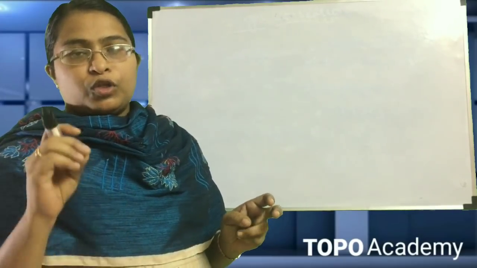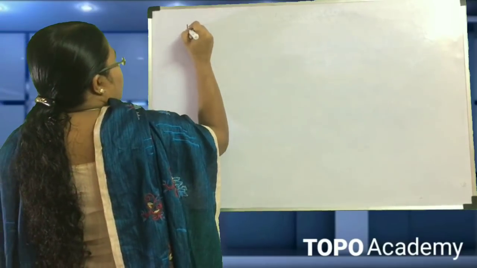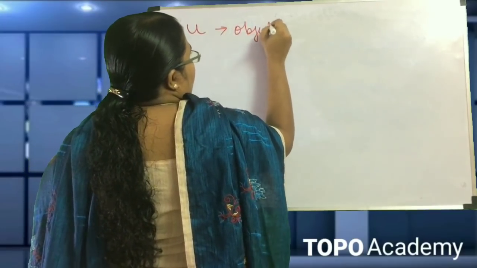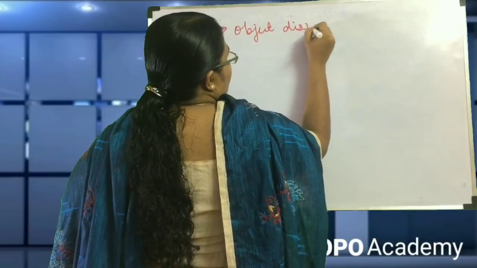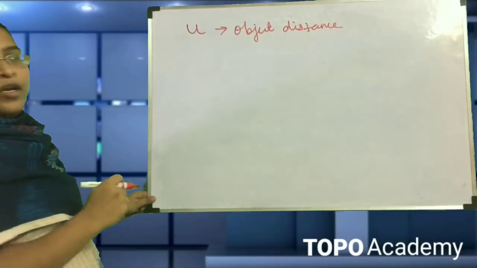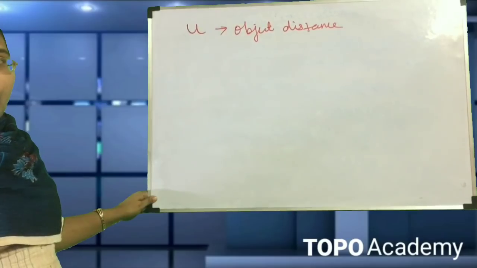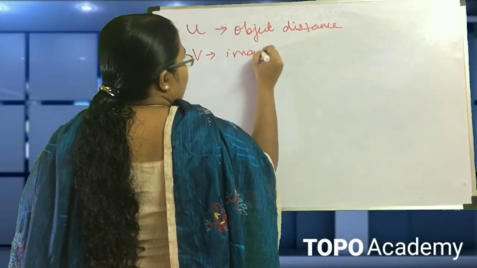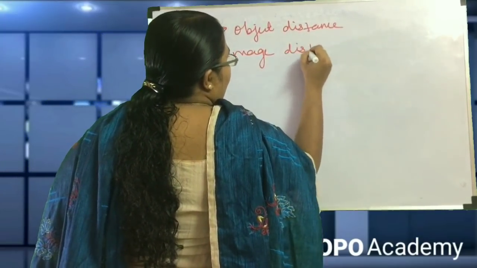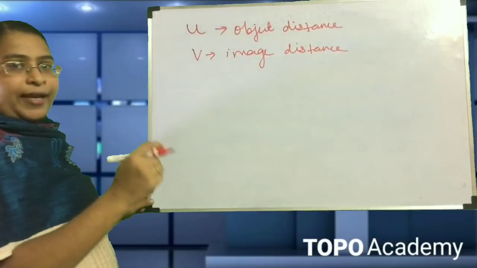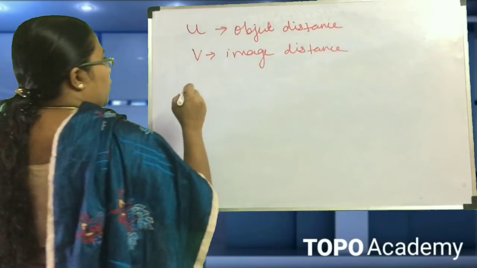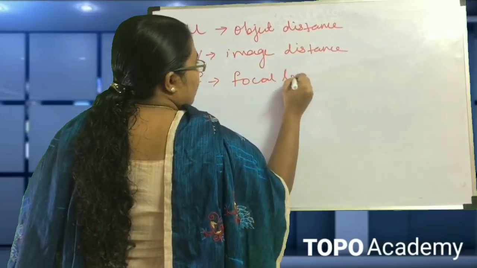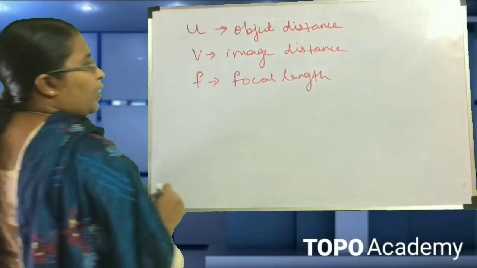These terms have to be familiar for doing the problems. The first term is U. U means the object distance, that is the distance from the pole to the object. And next is V, that is the image distance, the distance from the pole to the image formed. And next is F. You are familiar with the term. F means focal length.